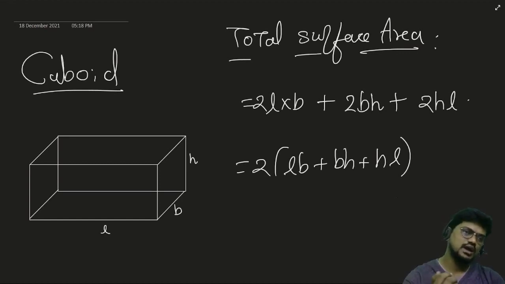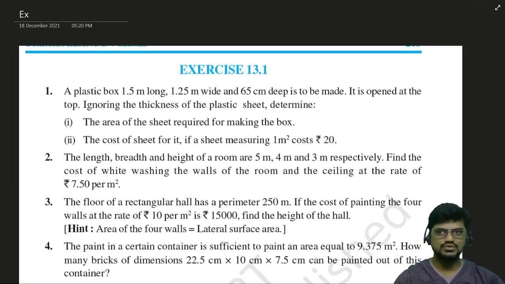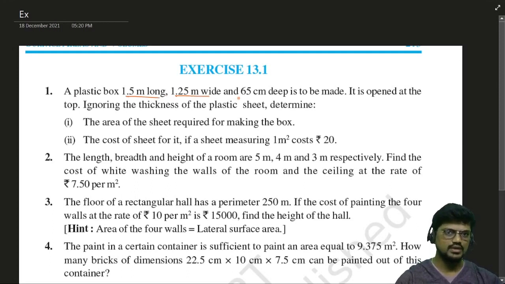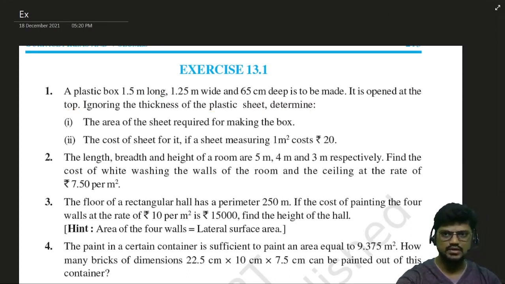So based on this, you have the first exercise. Let us solve it. Now, what is the first question? A plastic box of 1.5 meter long, 1.25 meter wide, and 65 centimeter deep is to be made. It is open at the top. Ignoring the thickness of the plastic sheet, determine the area of the sheet required for making the box. Okay, let's solve this question separately.